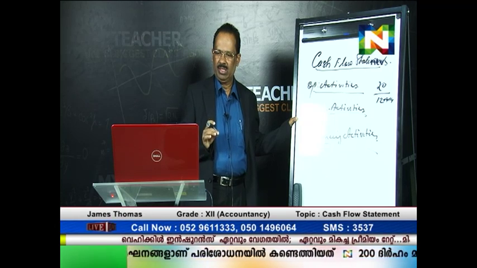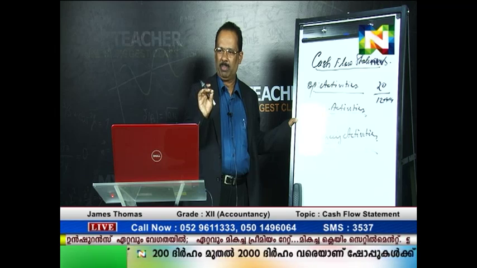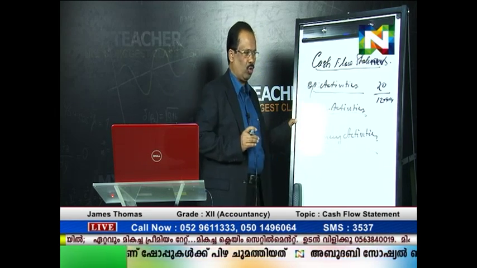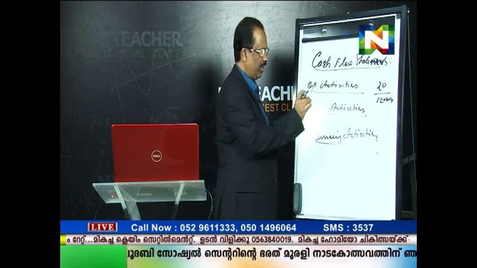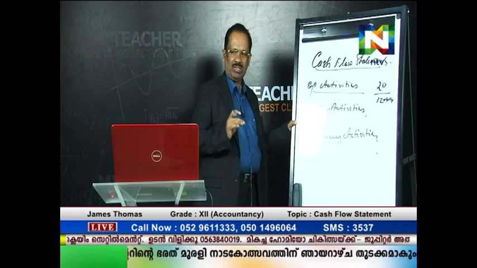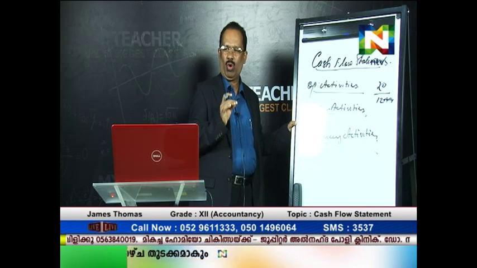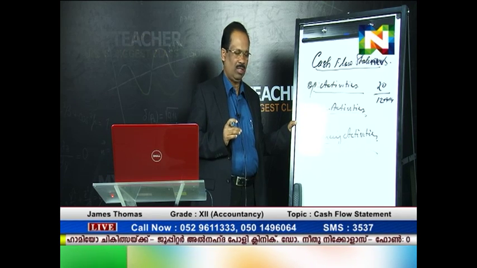You know that this cash flow statement for our project is a very important part. Our project total mark is 20, and out of that 6 marks is for cash flow statement, and 6 marks is for accounting ratios, and 4 marks is for Viva, and 4 marks is for our project work.